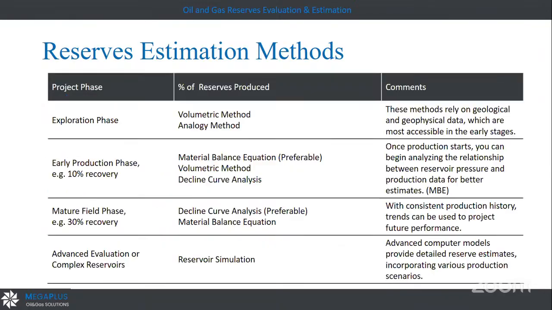methods. Before we start with the volumetrics, when and how can I use each method? If I'm in the exploration phase, I don't have any method to evaluate the reserves except the volumetric method, and we will see the analogy. In the early production phase, the preferable method is the material balance equation supported by the volumetric method. Decline curve analysis is not preferable at the start of production, but it is preferable for a mature field that has produced 30%, supported with material balance. And of course, we will not forget the volumetric method.